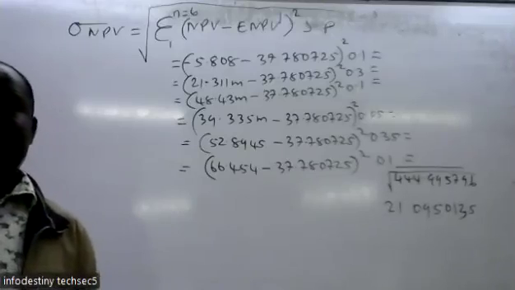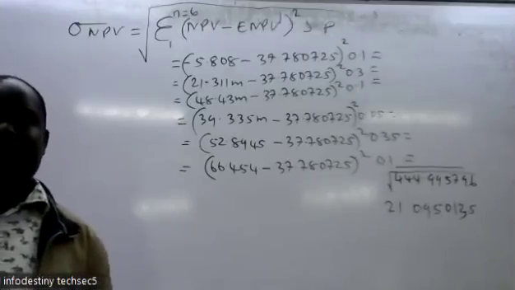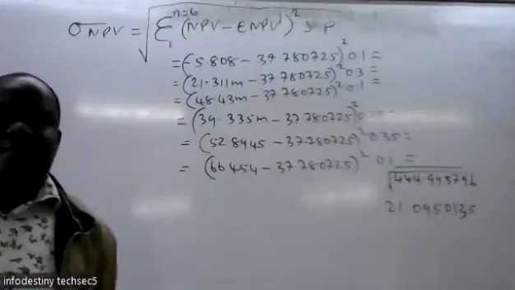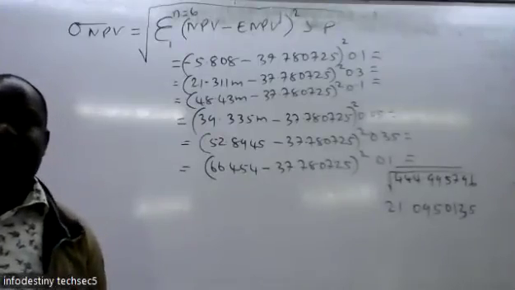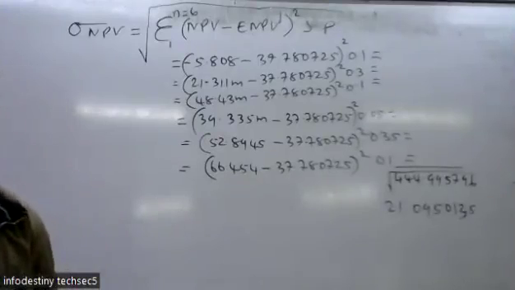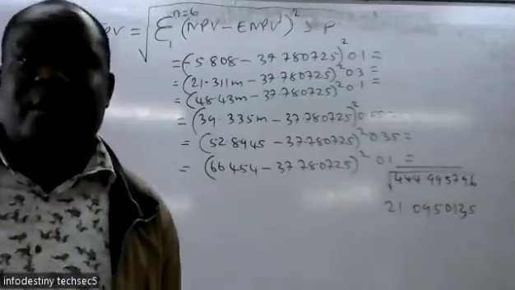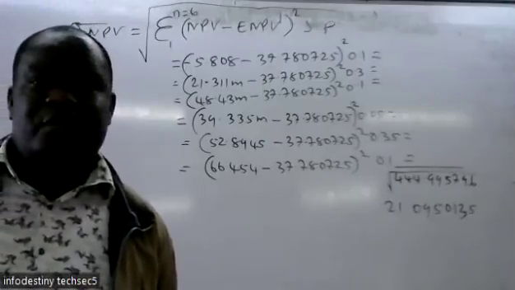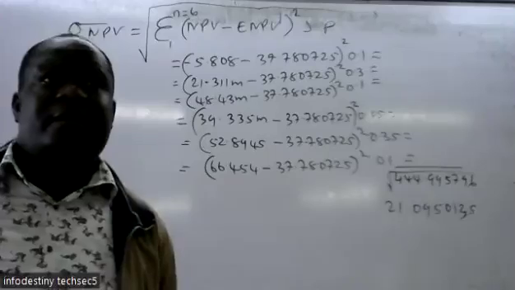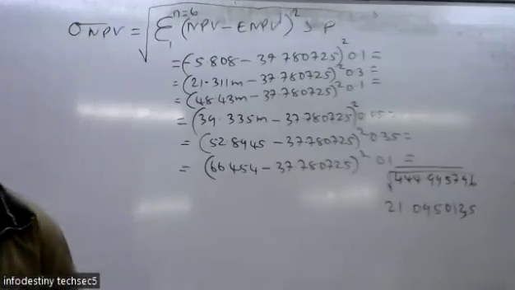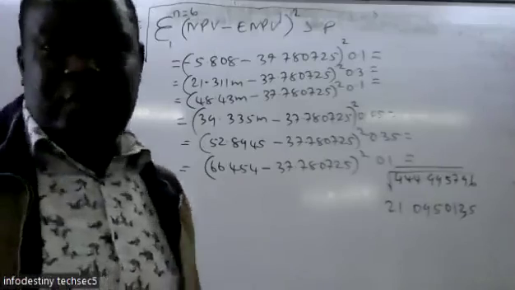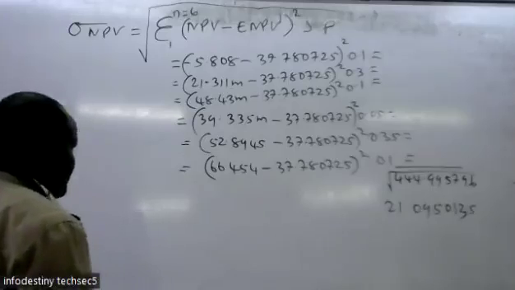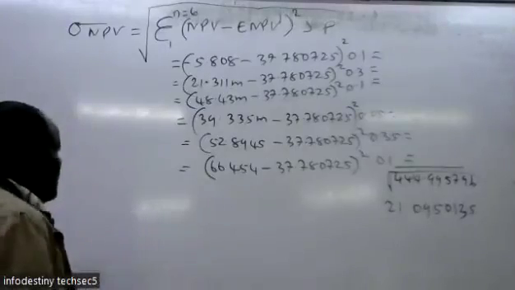And it indicates the risk per unit of return. Then we continue by writing that the lower the coefficient of variation, the less risky the project is.